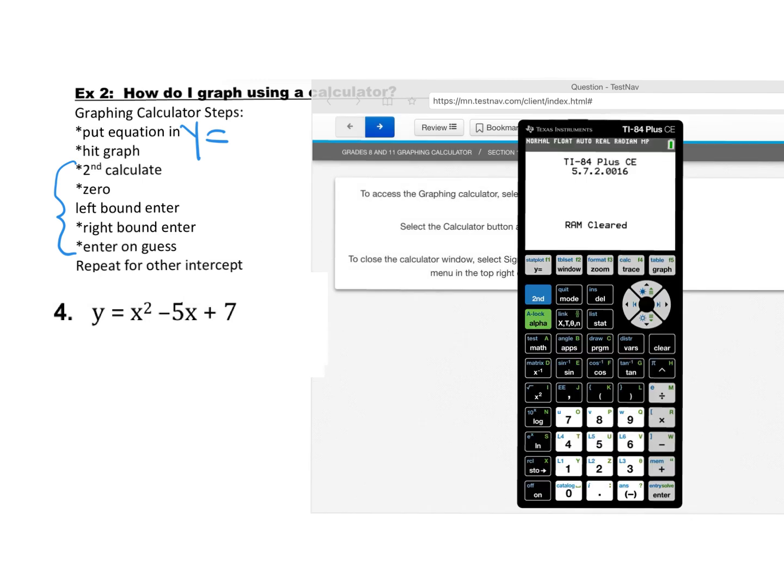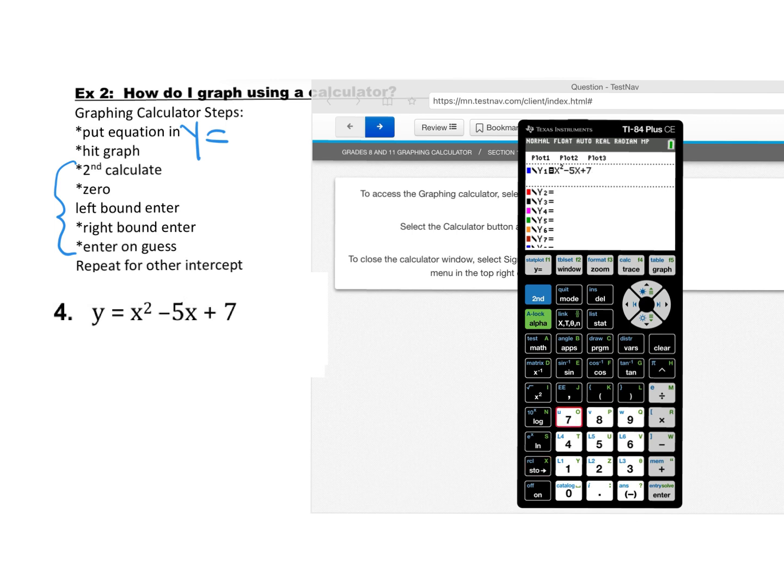All right, for question number 4, we have y is equal to x squared minus 5x plus 7. So let's go ahead and enter it into our calculator. Oh gosh, I did that wrong. Let's see if I can fix it. I'm just going to start over. Y is equal to alpha x squared minus 5 alpha x plus 7.